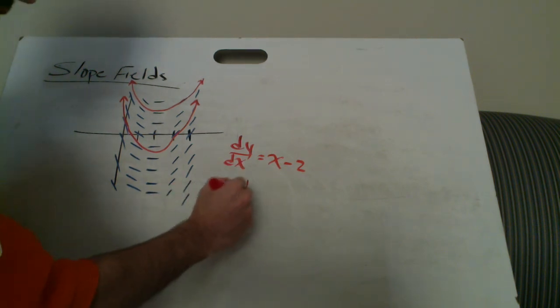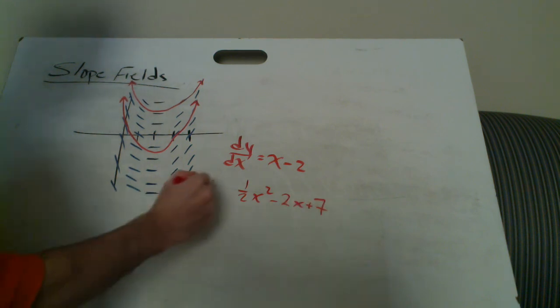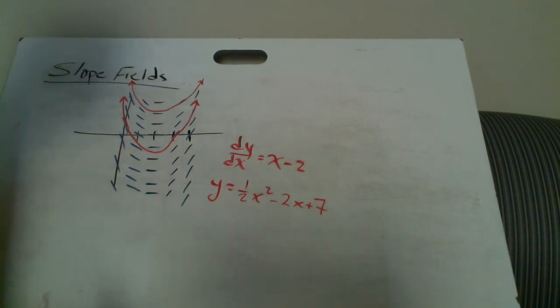For instance, 1/2 x squared minus 2x plus 7. Right? If this is our y, great. If I changed this plus 7 to plus 71, that's also a function that has this derivative here. So important to note that when we're dealing with differential equations, we get infinitely many answers. We can have tons and tons and tons of functions.